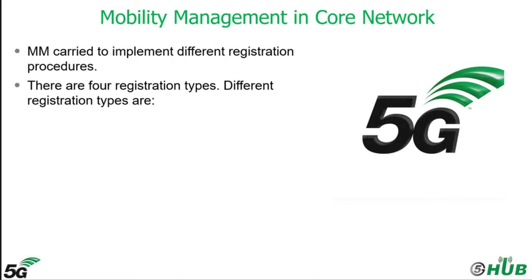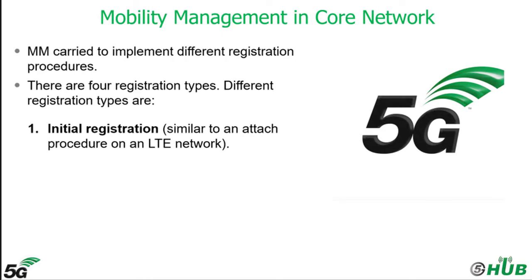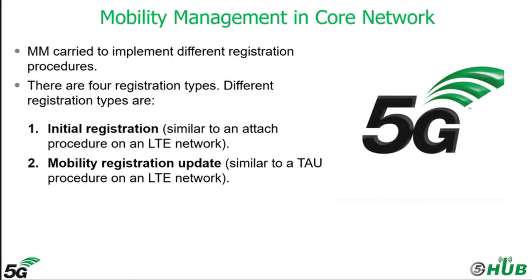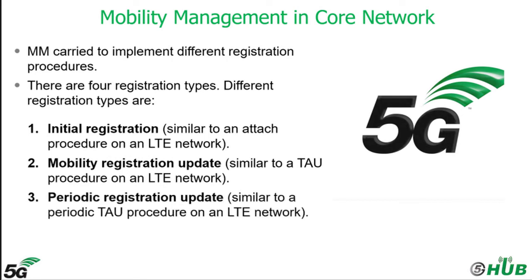And also, there are four registration types. The first is initial registration, and this is similar to the attach procedure in LTE network. Second is mobility registration update, similar to tracking area update in 4G. Third is periodic registration update, and this is similar to periodic tracking area update in LTE. And finally, emergency registration.